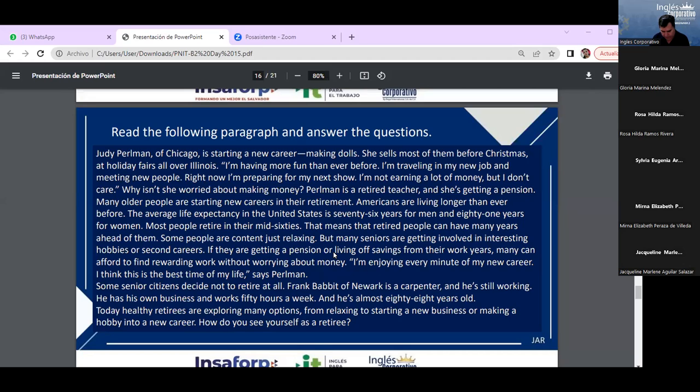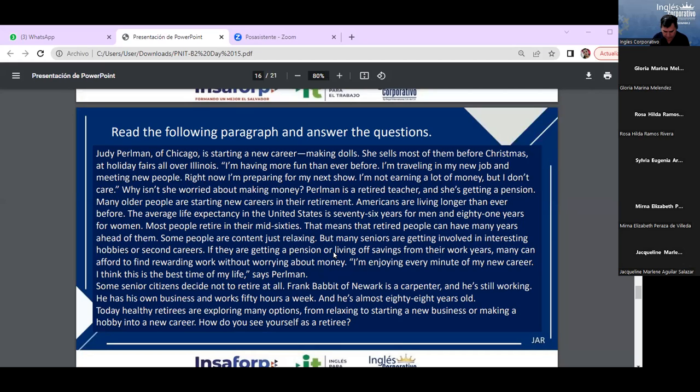Literal. Le va a decir. Usted ya no le va a decir, está adulto, ¿no? Ay, no.